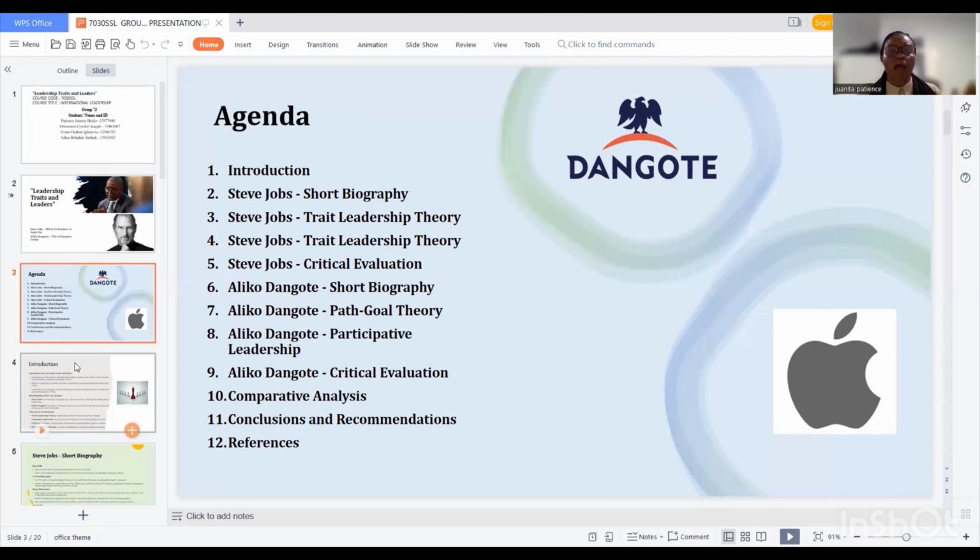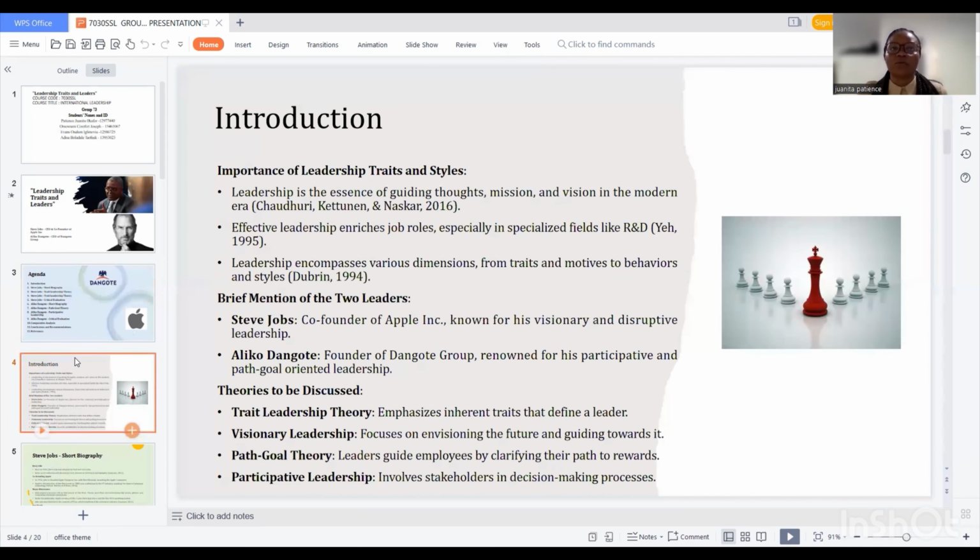So I will start with the introduction. Now, the importance of leadership traits and styles. Leadership is the backbone of any successful organization. It is the driving force, shaping vision, which motivates the team and crafts the future. Today, we spotlight these two leaders, Steve Jobs and Aliko Dangote, like I mentioned, and the theory that underpins their success. At this point, I would like to introduce my colleague, Adisa, to continue and give us more details.